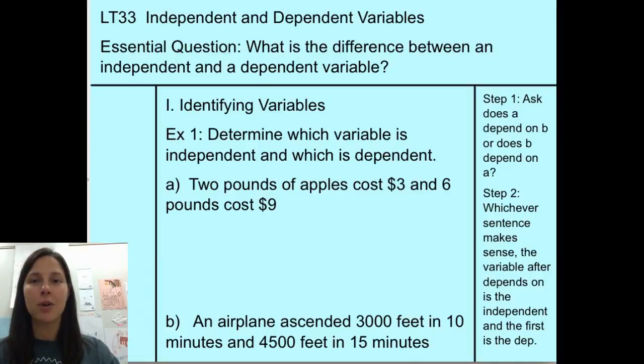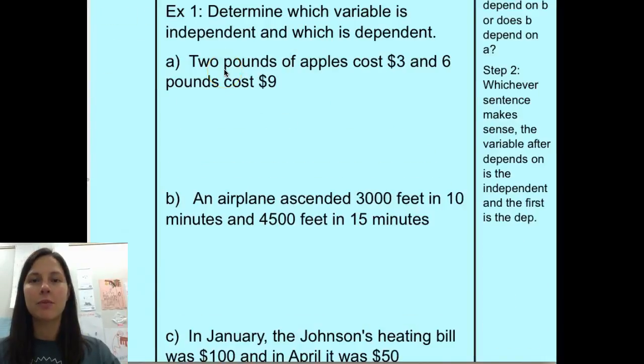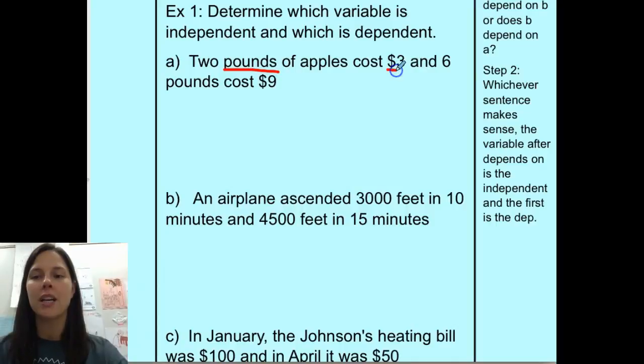Our essential question today, we're hoping to figure out the difference between the independent and the dependent variables. The first thing we're going to do is figure out which variable is independent and which variable is dependent. So when you see a word problem, you want to determine what two things are changing. Those are your variables. We have 2 pounds of apples costing $3 and 6 pounds costing $9. The two values that changed were the pounds. We went from 2 up to 6. And the money, we went from 3 up to 9. So those are the two variables. Those are the two things that are changing in this situation.